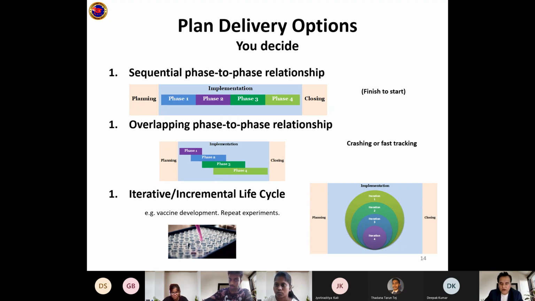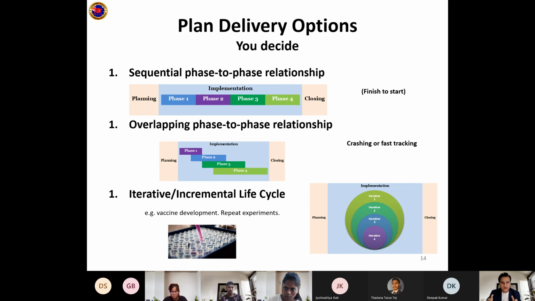And the iterative or the incremental lifecycle project is neither sequential nor overlapping, but iterative. What is iterative? Its first example is vaccine development. No one knows what the vaccine is going to be at the end of a vaccine development project for COVID. So first I do some experiment. Now I learn from the experiment, and I know so much benefit I've got, but something is not working. So based on the effect of the iteration, I do the next iteration.